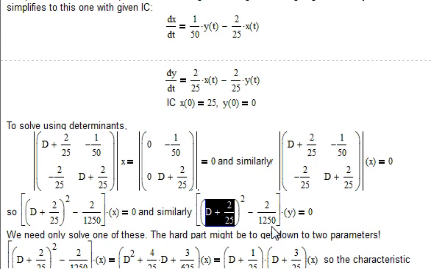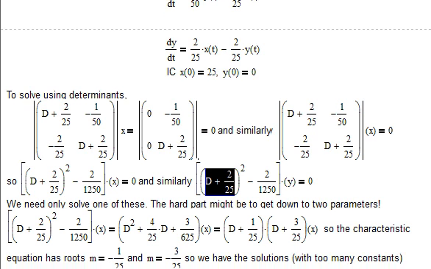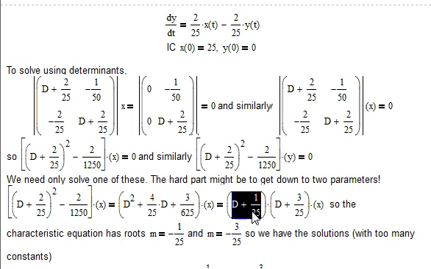D plus 2/25 squared minus 2 over 1250 y equals 0. We need only solve one of these, and the hard part is going to get down to two parameters. Let's see what happens when we do that. We solve this one, multiplying this out and collecting the like terms. It factors: (D plus 1/25)(D plus 3/25) applied to x.